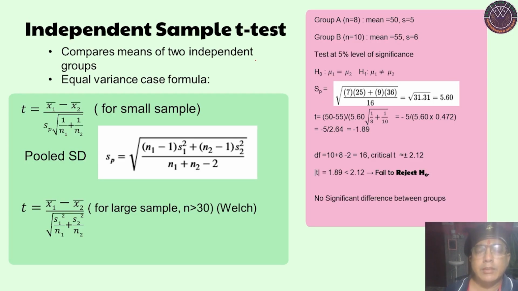So in those cases where two independent groups are there, where the participants are totally different, in that type of cases you are using the independent sample t-test. Now here also for small samples, this is the formula: t is equal to the mean of the first group minus the mean of the second group, divided by Sp, where Sp is the pooled standard deviation, times the square root of 1 by n1 plus 1 by n2. n1 and n2 are the sample sizes of both groups. These are for small samples.